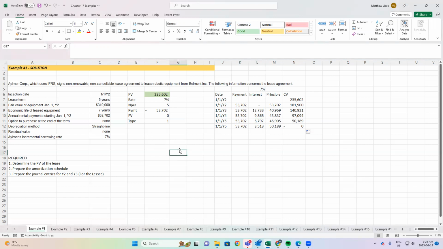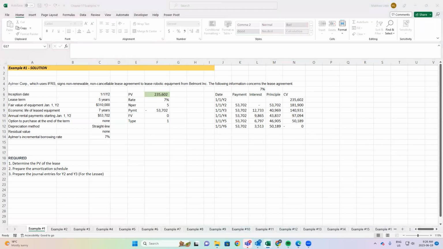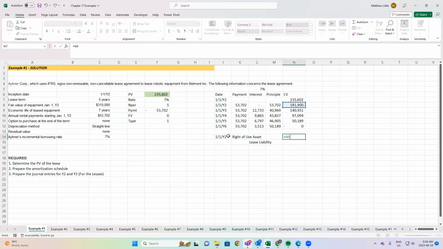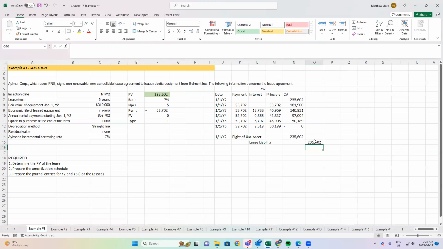Moving on to journal entries for the lessee, so the person that borrowed. Let's put them over here. So our first journal entry is when we bought the asset. We need to set up the right of use asset. We don't actually have the asset, but we have the right to use it. And we have a lease liability. So in this case, it's for the original present value of $235,602.